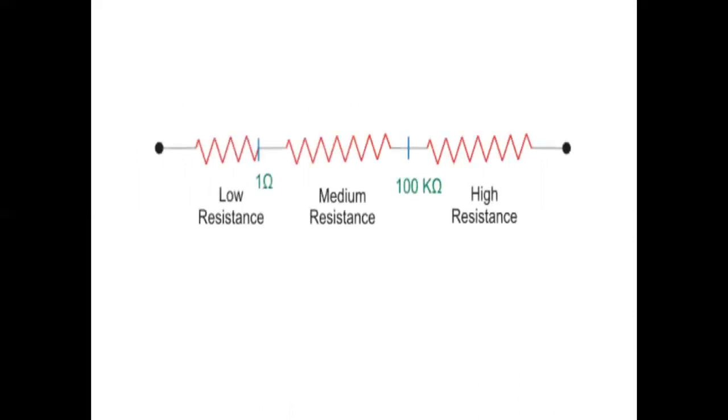The classification of measurement: the value of a resistance which is less than 1 ohm is called low resistance. The resistance which is between 1 ohm and 100 kilo ohm is medium resistance, and above 100 kilo ohm it is called high resistance.